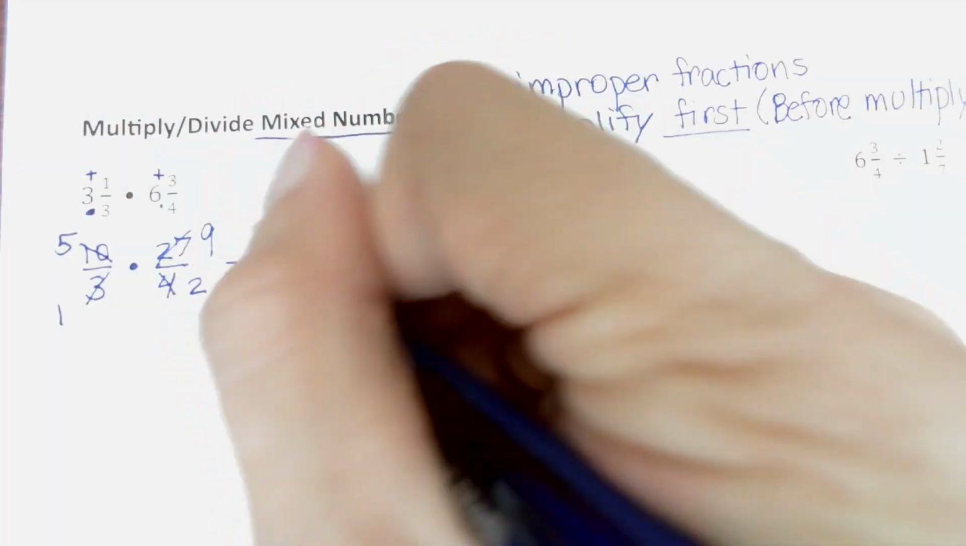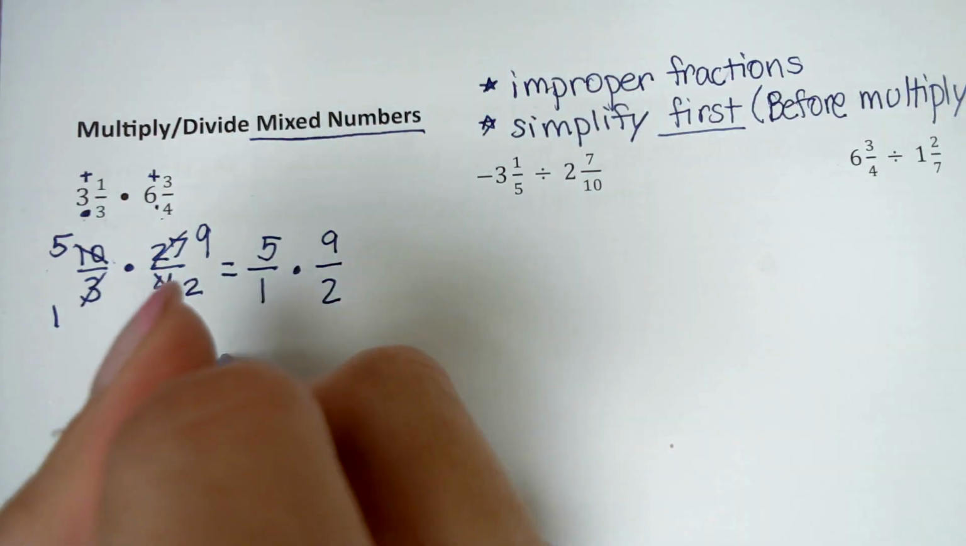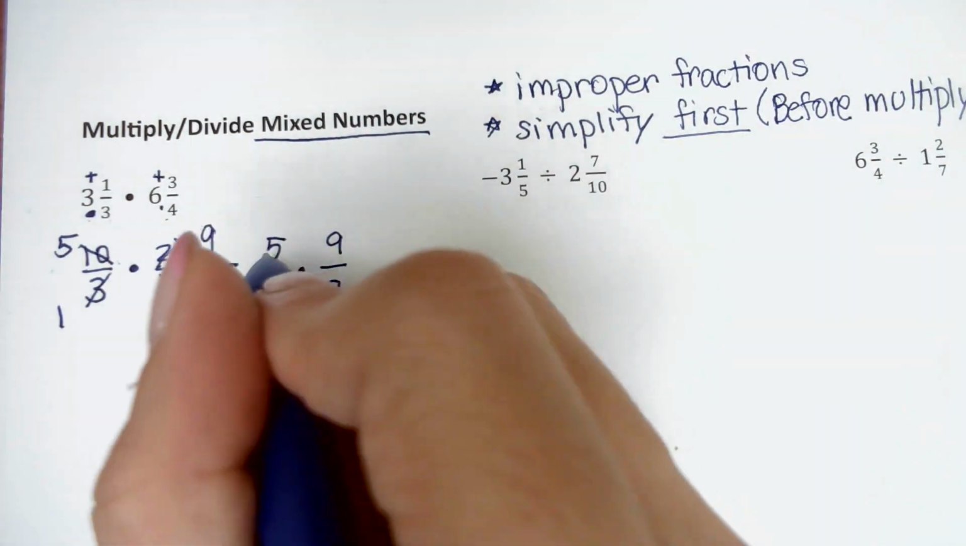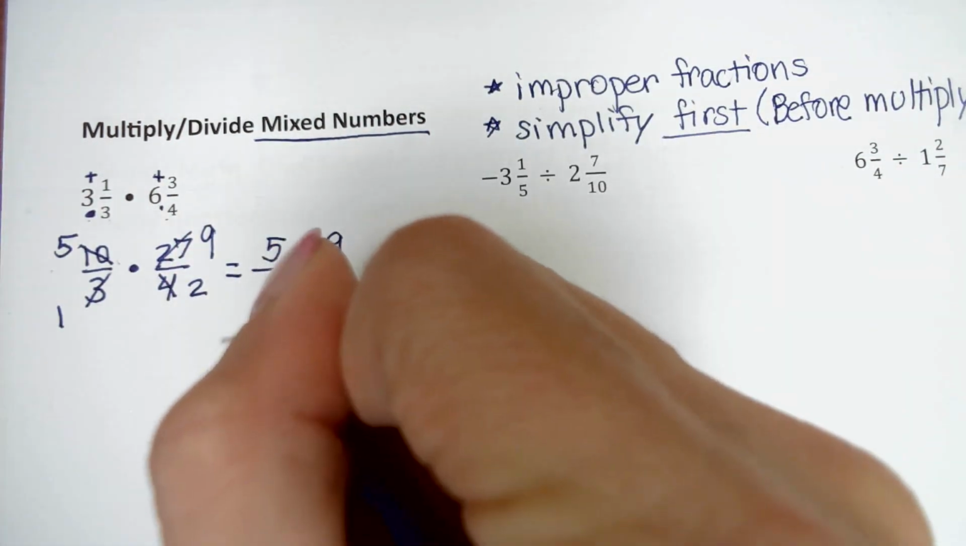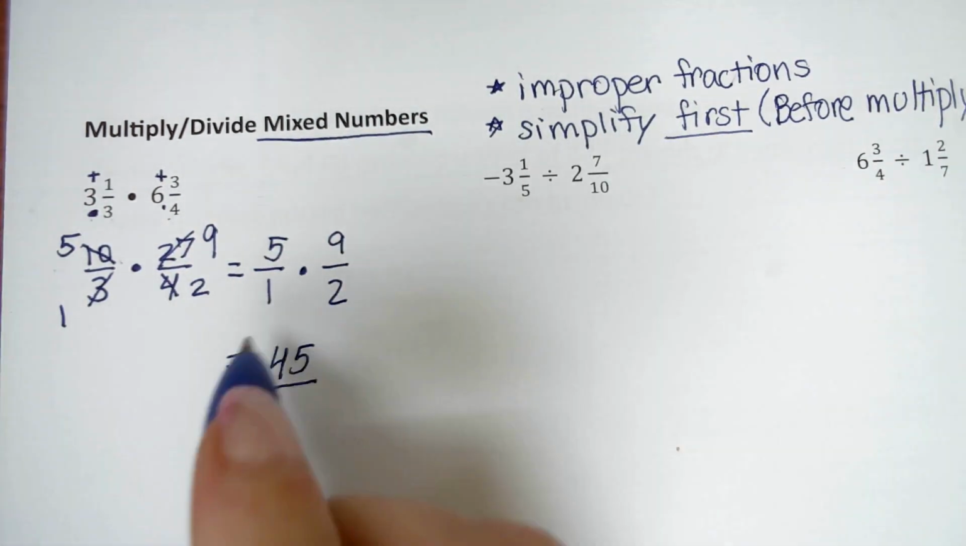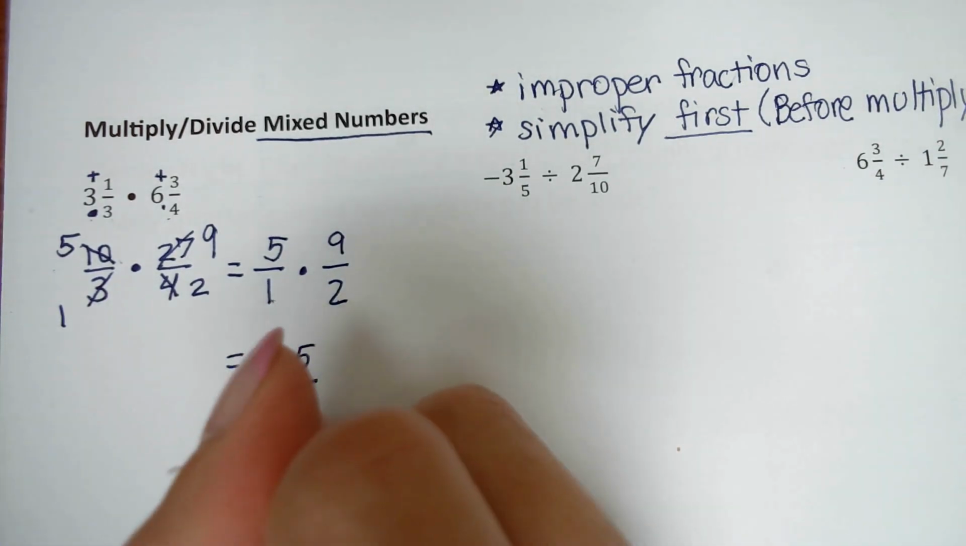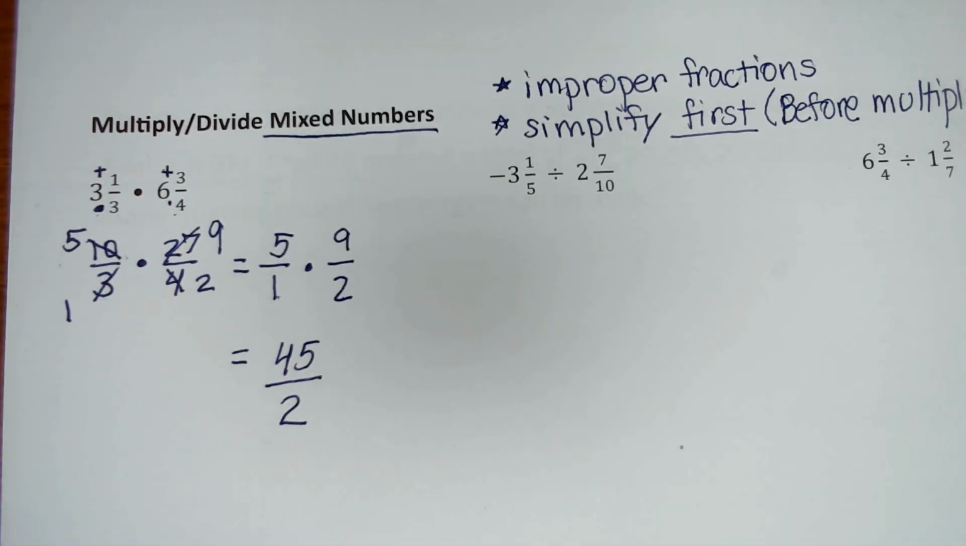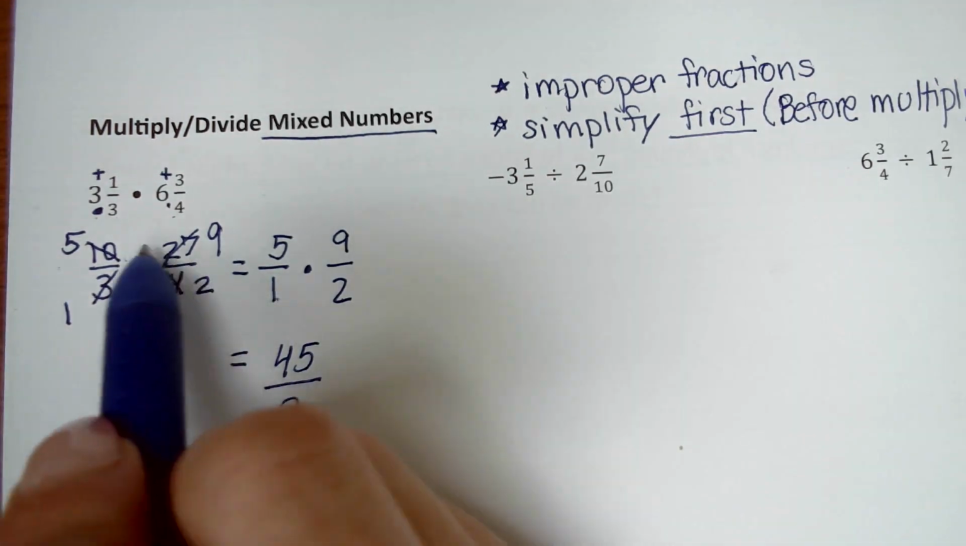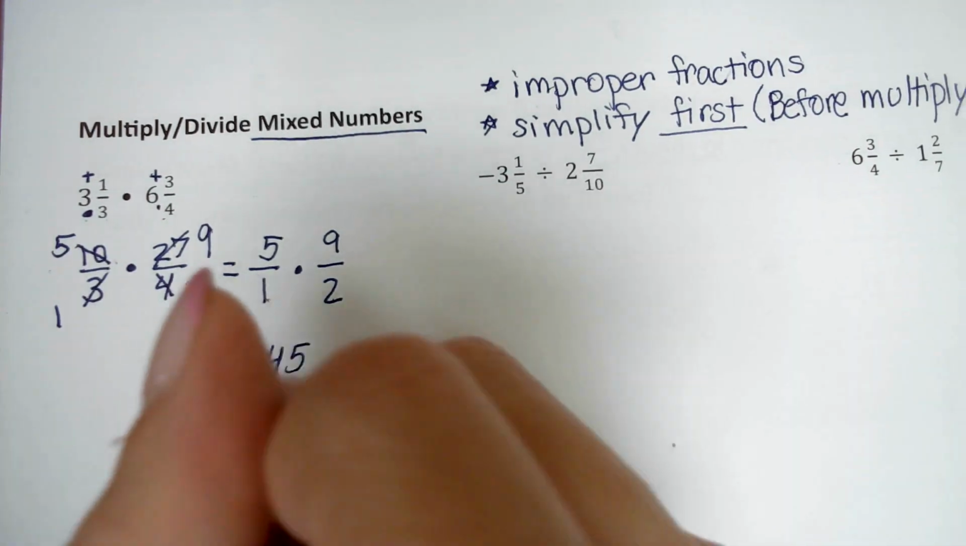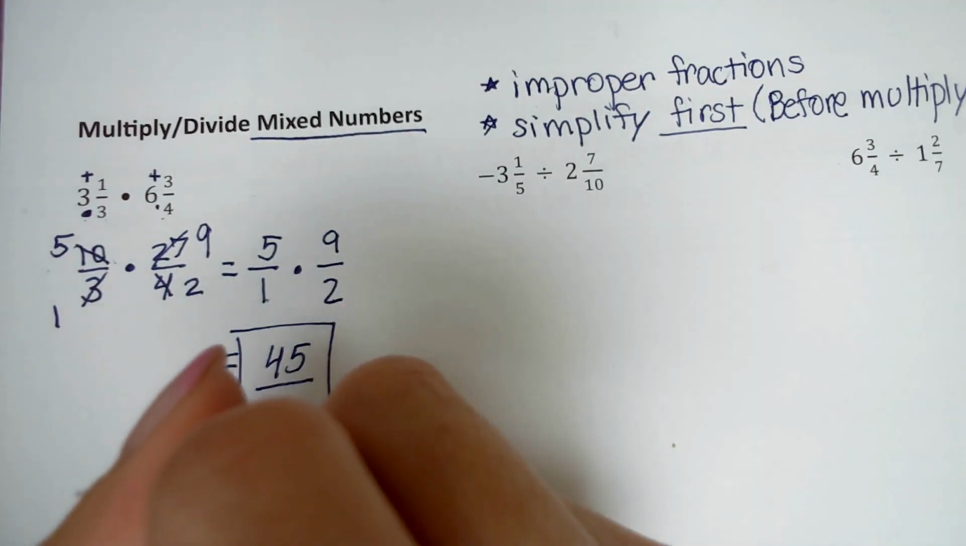Now we look, can we simplify these? No. So we multiply across. 5 times 9 is 45. 1 times 2 is 2. Now we already said these can't be simplified because we did the simplifying at the beginning. So that means this is my final answer and I'm done.